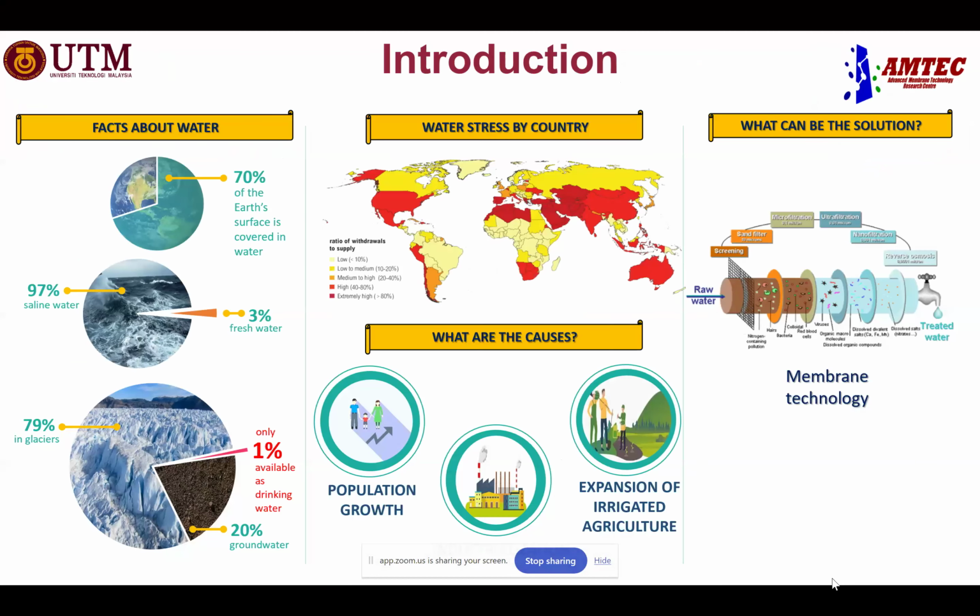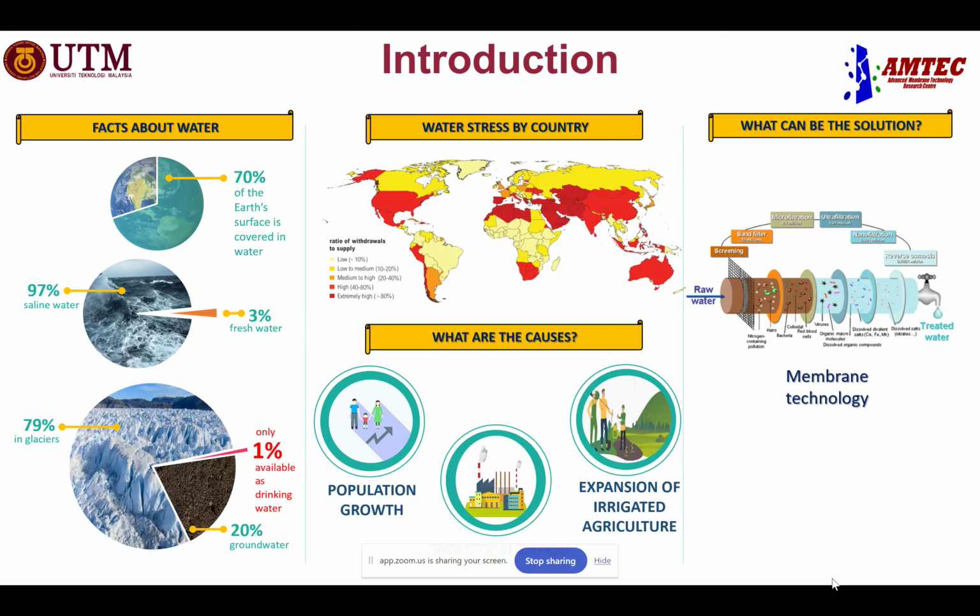So as for the introduction, these are the facts about water. Generally speaking, 70% of the Earth's surface is covered by water, and out of the 70%, only 3% is fresh water. And from these 3%, unfortunately, 70% is in glacier form and 20% is groundwater. So only 1% of the water is drinkable. And the worsening scenario is that many countries are high in water stress due to the clean water shortage caused by population growth, industrialization, and expansion of irrigated agriculture.